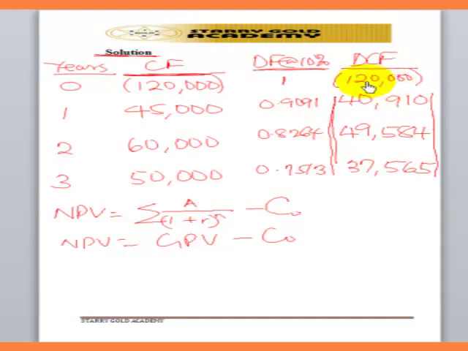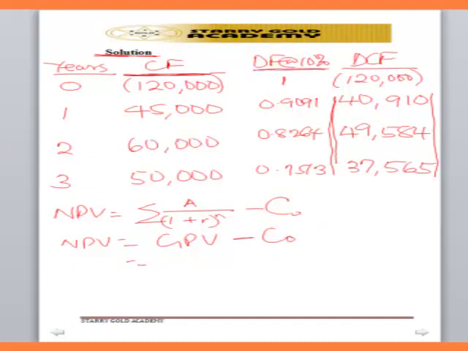So now I can have 40,910 plus 49,584 plus 37,565. And this is equals to 128,000. So to now get our net present value, I said is gross present value minus C naught, which is year 0.